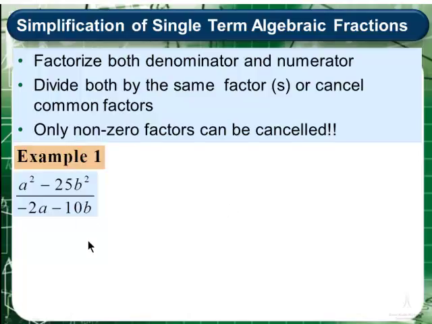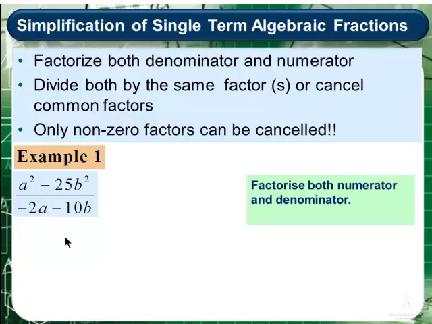We start off with a single-term algebraic fraction as indicated, and we note that factorization is possible in the numerator as well as in the denominator position. So that will be the first step: factorize both numerator and denominator where possible.